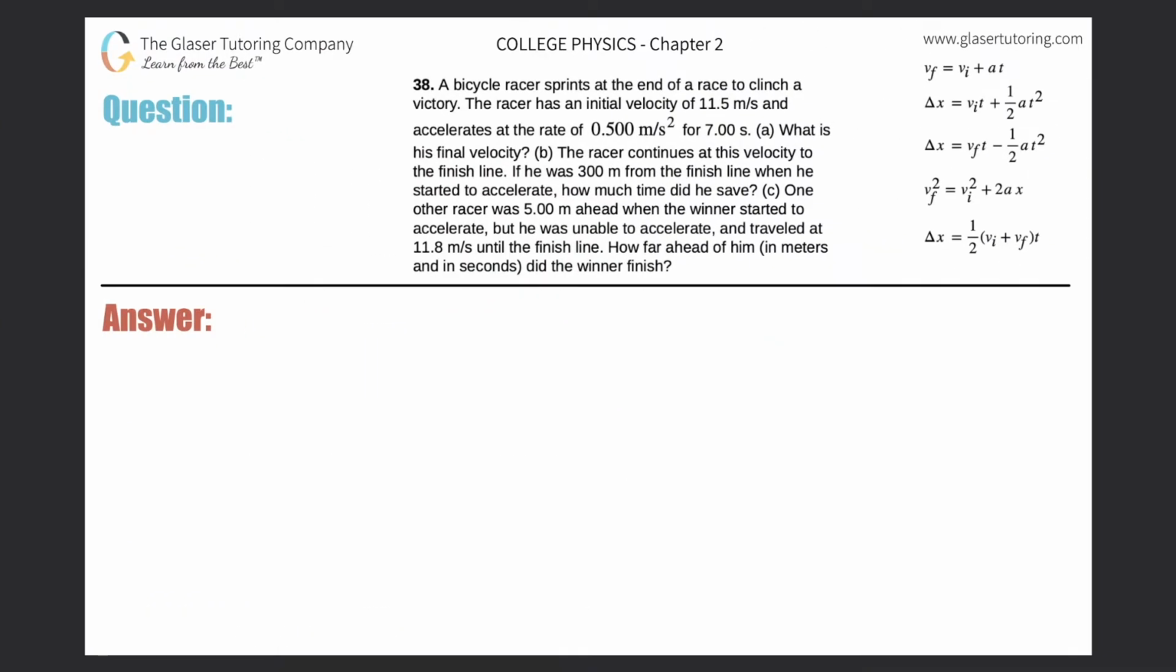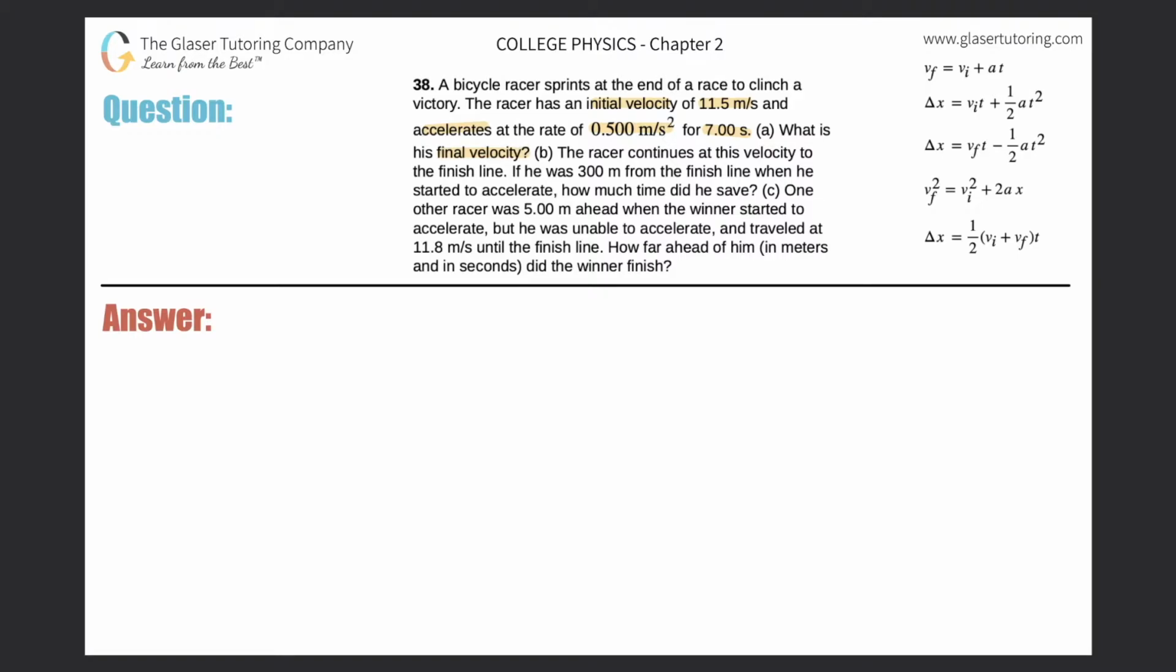Number 38. A bicycle racer sprints at the end of a race to clinch a victory. The racer has an initial velocity of 11.5 meters per second and accelerates at the rate of 0.5 meters per second squared for 7 seconds. What is his final velocity?